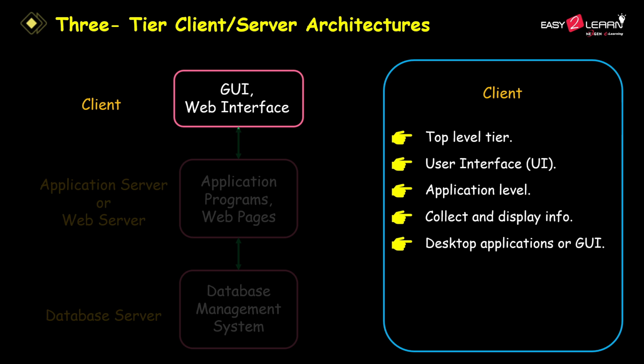And coming to the technologies used in this presentation tier, if you are using web-based interfaces, we use HTML, CSS and JavaScript. If you are using mobile applications, we use Android, iOS, React Native, Flutter. If you are using desktop applications, we use GUI-based apps like Java and C Sharp.